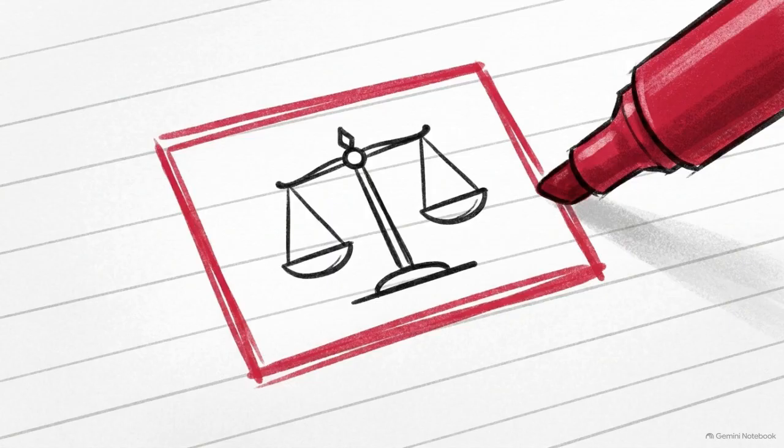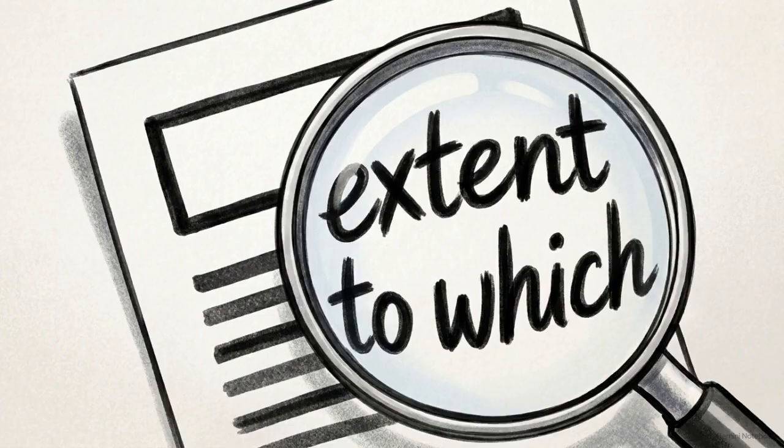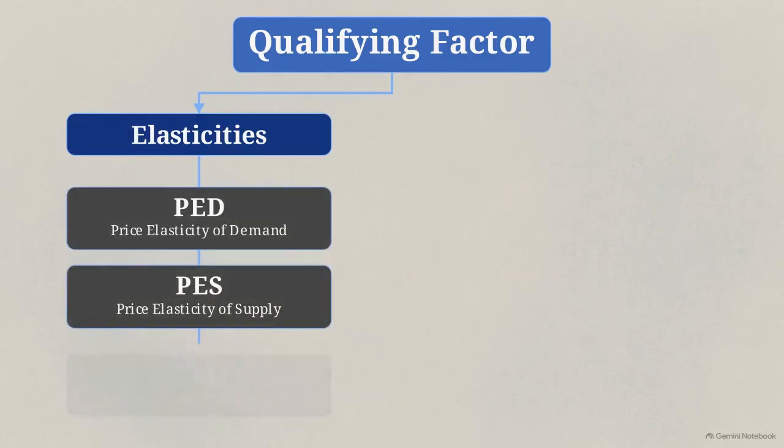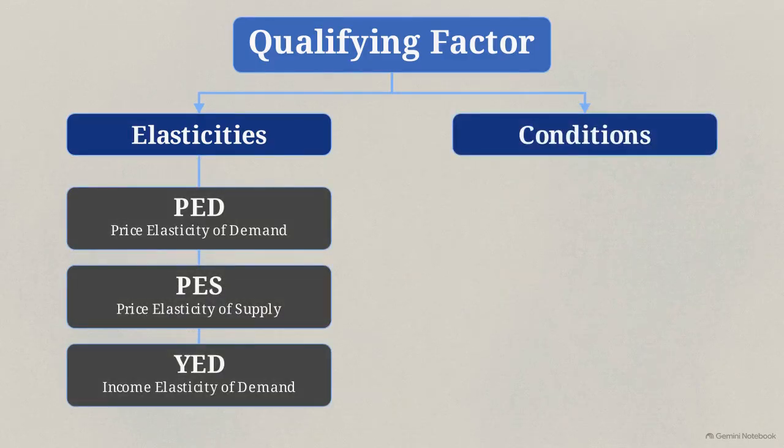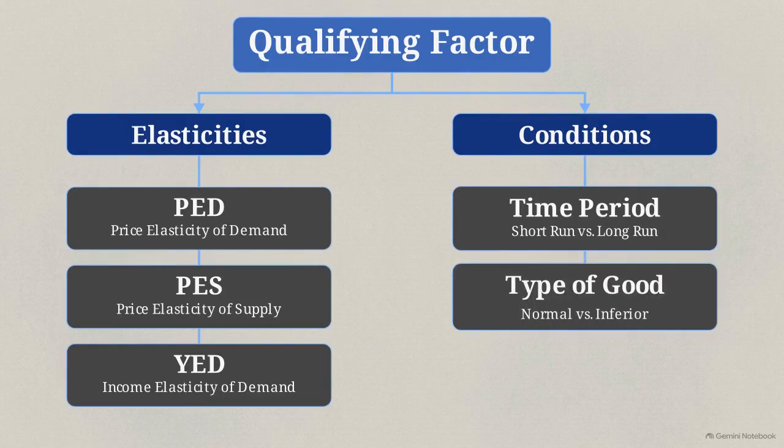Step 3 is Block 3. This targets Assessment Objective 3, evaluation, for the final 2 marks. To get these, you must write a concluding sentence that directly answers the extent to which portion of the original question. This requires naming a specific qualifying factor. Usually, this is an elasticity, like price elasticity of demand, or a condition like only in the short run.